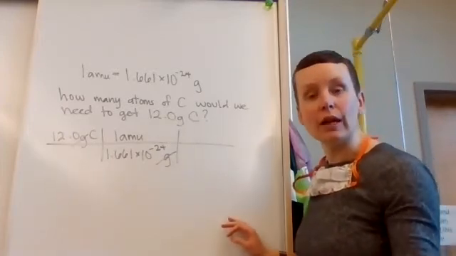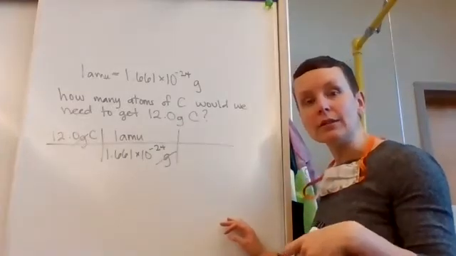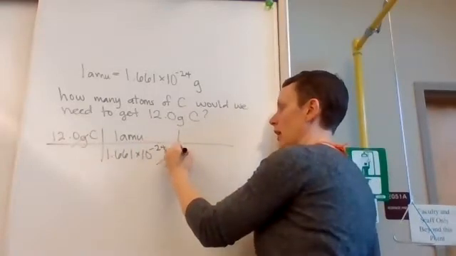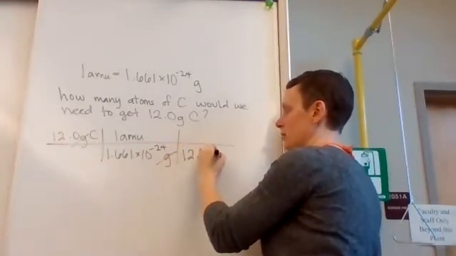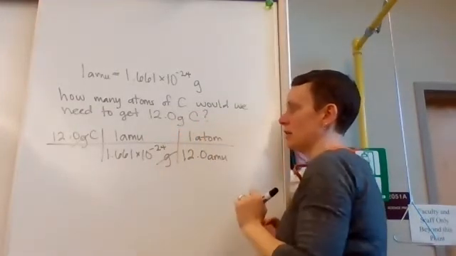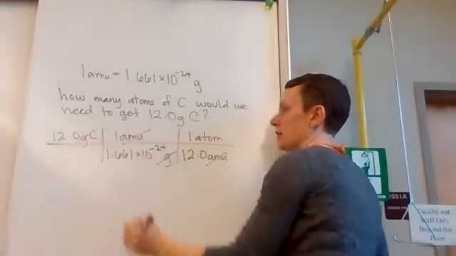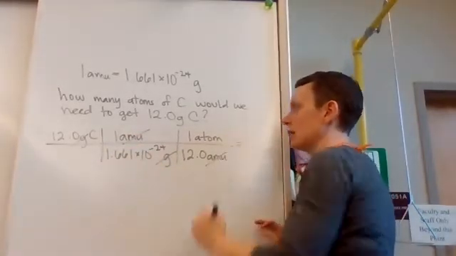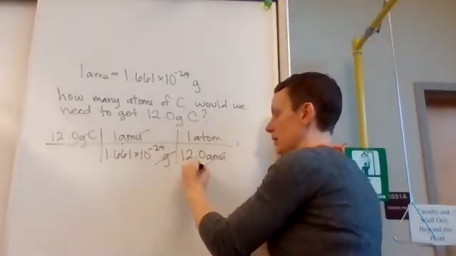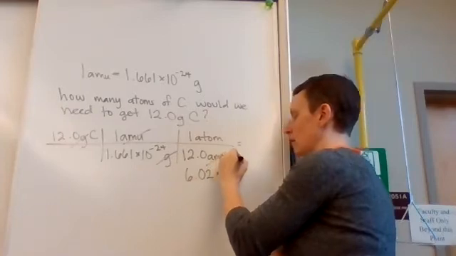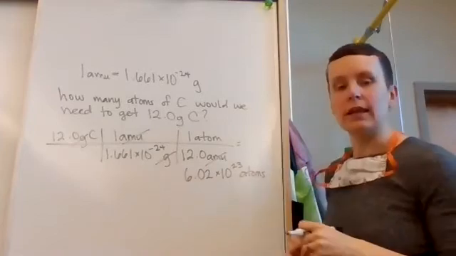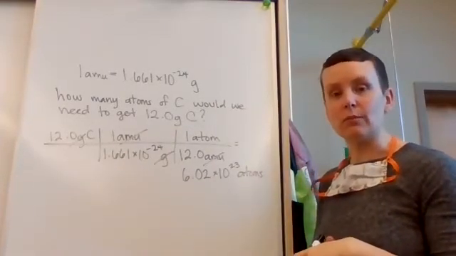Now we also know that an atom of carbon weighs 12.0 AMUs. So if I want the AMUs to cancel, I'm going to put 12.0 AMUs on the bottom, and 1 atom for this element on top. AMUs cancel out. When we punch this into the calculator, we end up with Avogadro's number, 6.02 times 10 to the 23rd atoms. And that is how he came up with the number for the mole.